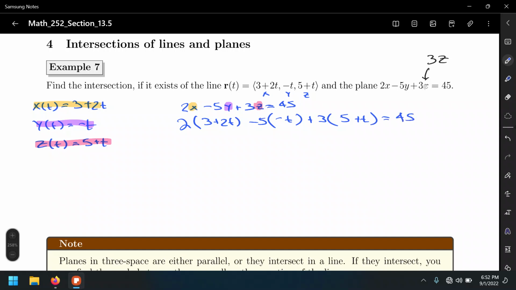So let's distribute and solve the equation. That's 2 times 3, which is 6, 2 times 2t, that's 4t, and then negative times a negative, careful, that's positive 5t, and 3 times 5, which is 15, and 3 times t, which is 3t, equals 45. This is a basic algebra linear equation. Combine like terms: 4 plus 5 is 9, plus 3 is 12t, and then we have 15 plus 6, that's 21, equals 45. Subtract 21 to get 12t equals 24, and t equals 2.